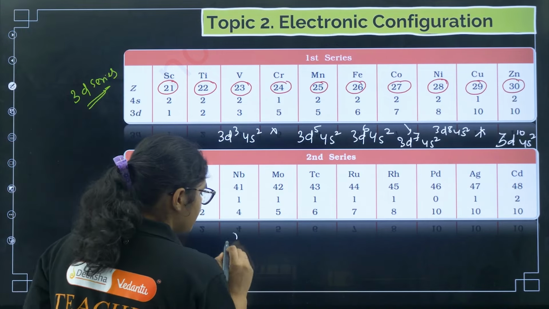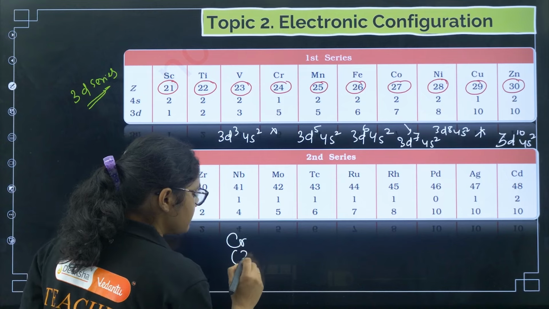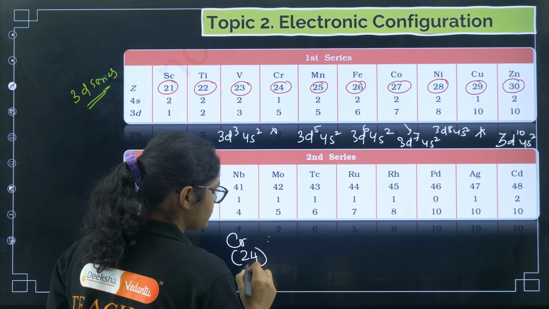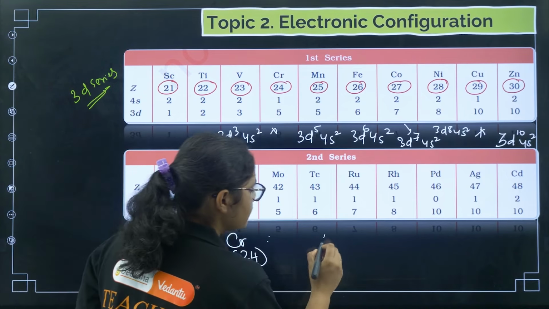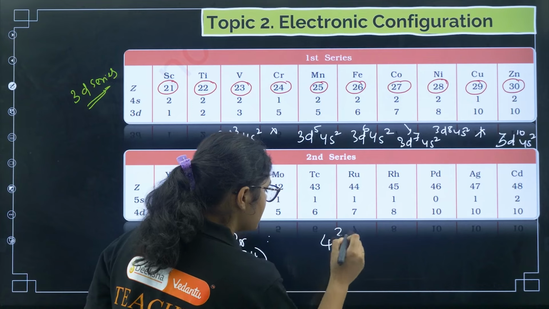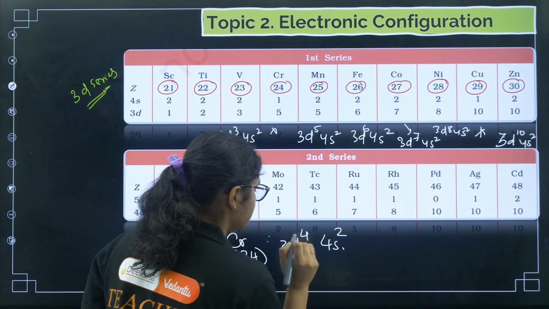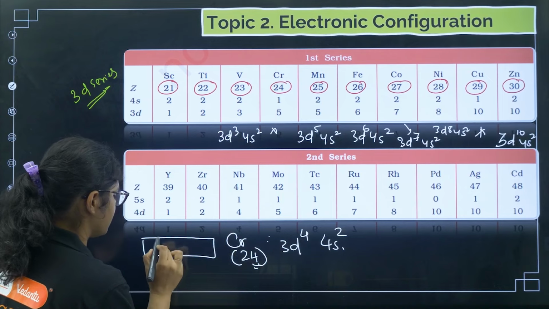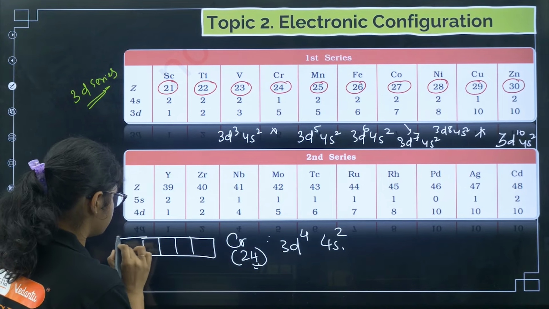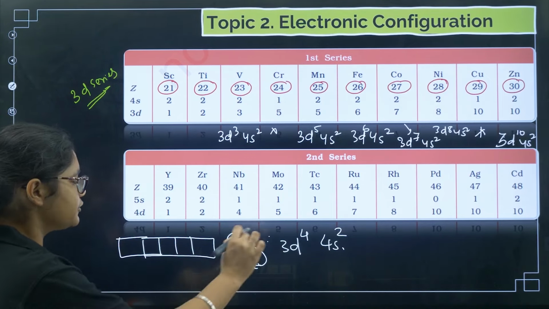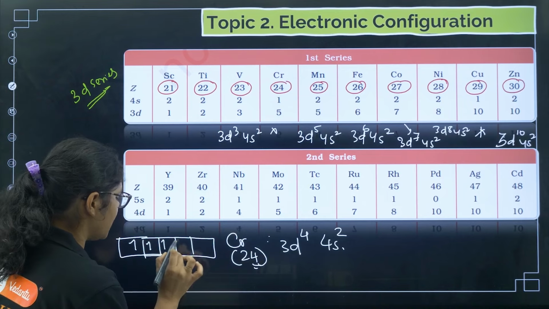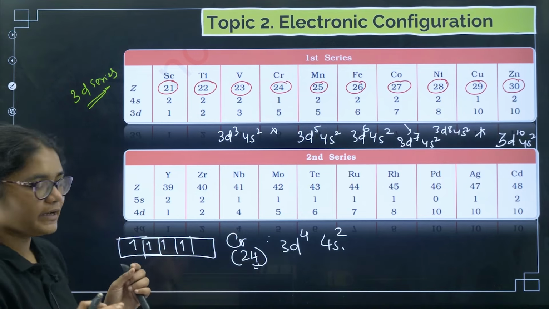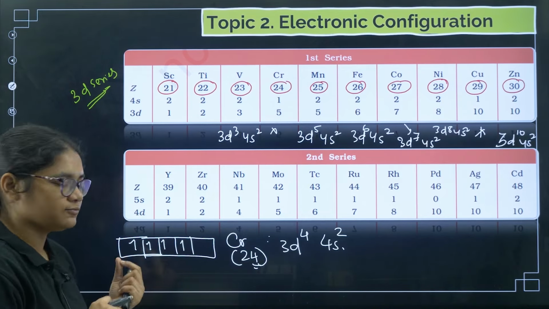See, the atomic number of chromium is 24. So if I follow the rule that I told you, 4s2 will be there and 3d4 will be there. Now, if you know from the structure of atom chapter, the d subshell has 5 orbitals, right? So 3d4 means 1, 2, 3 and 4. Total it can hold 10 electrons, now it has 4 electrons.